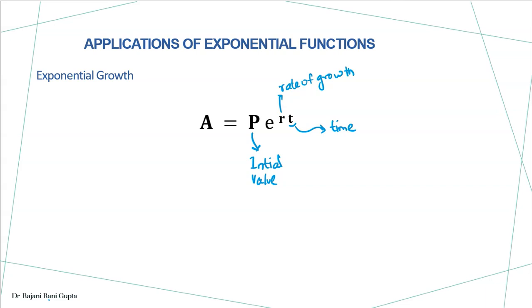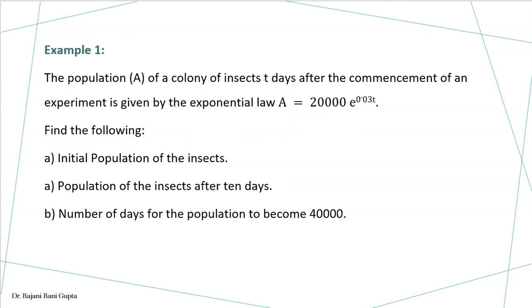After knowing all these things, like what the initial population is, at what rate it is growing, and for how long we want to know, in how many years we want the final value, A gives you the final population. If you know all these things, you can easily solve the questions based on the exponential function. So let's consider some examples.